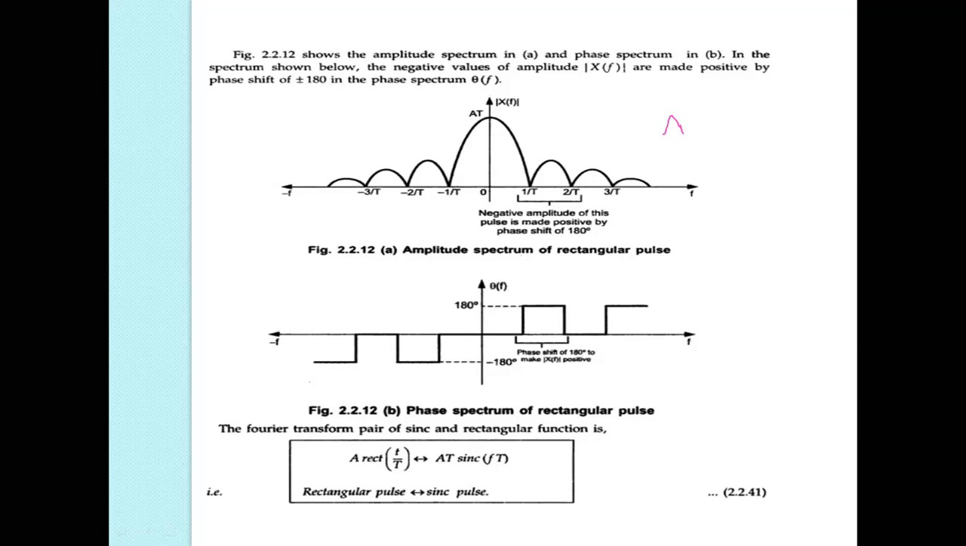And here is the amplitude spectrum and the phase spectrum of a rectangular pulse. And we have positive cycles. The negative amplitude of the pulse is made positive by a phase shift of 180 degrees. So 180 degrees phase shift means, you see here, it is a 90 degrees phase shift only. So totally, if the 180 degrees phase shift means, when it shows a 0 value, 90 degrees phase shift, my dear students.